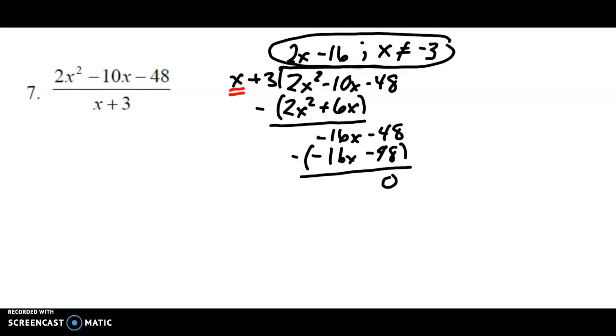Okay, let's see how you did. I got 2x minus 16. Again, be very careful in this subtraction process. And the excluded value is negative 3.